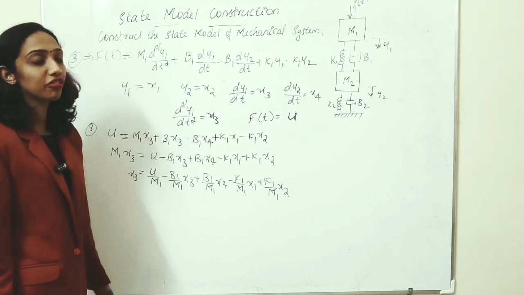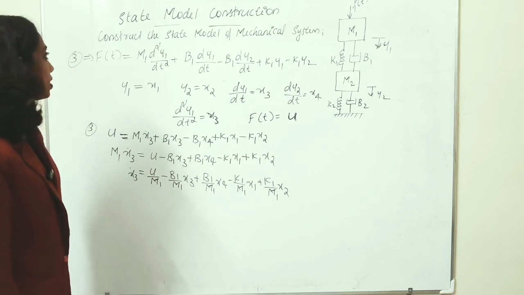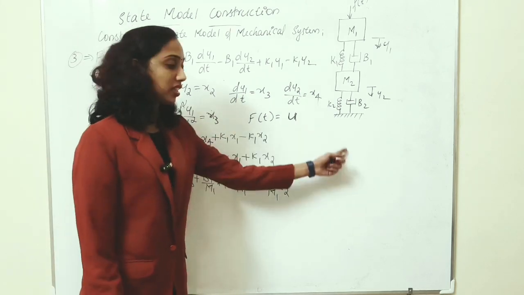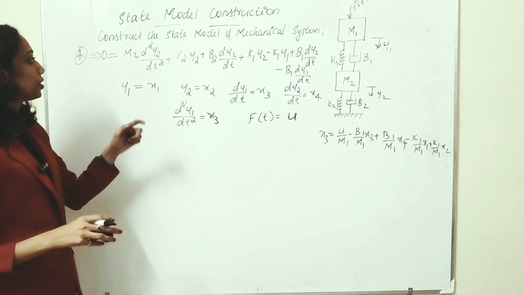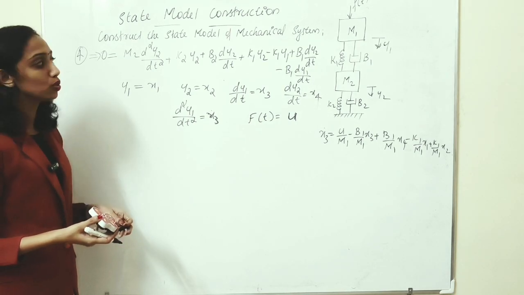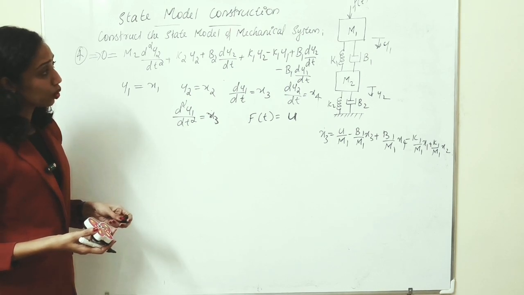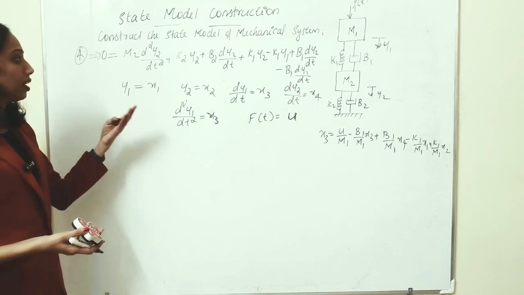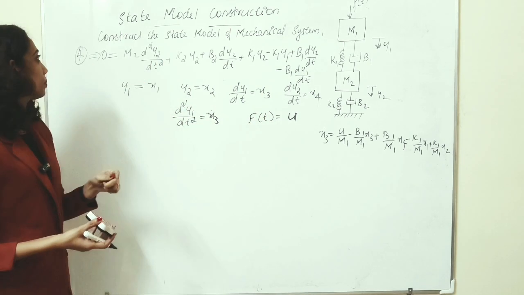Then we have to find the next state equation, x4 dot. For that, we are taking equation number 6. I'll write the state model right here. I write equation number 4 as m2 into d square y2 by dt square plus k2 y2 plus b2 into dy2 by dt plus k1 y2 minus k1 y1 plus b1 into dy2 by dt minus b1 into dy1 by dt. Then we have to substitute all these state variables in equation number 4.